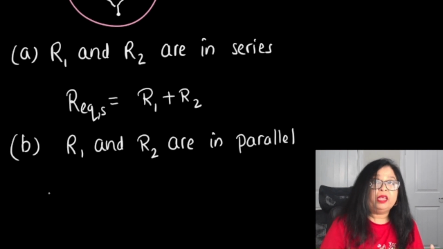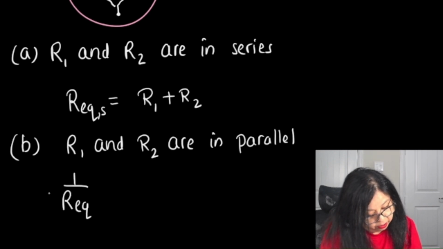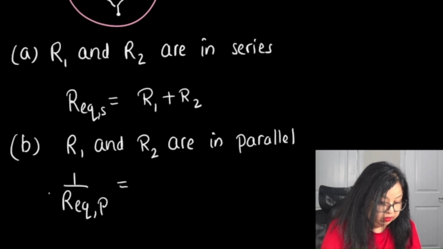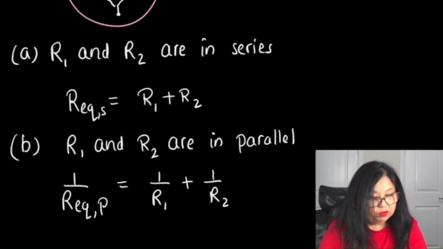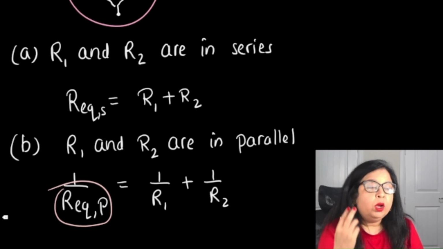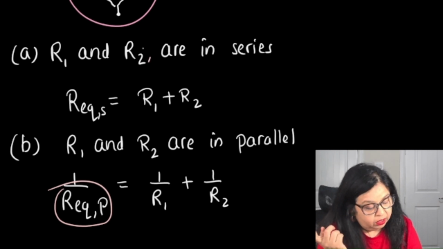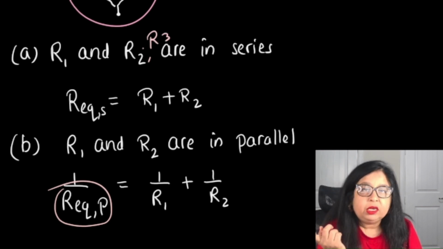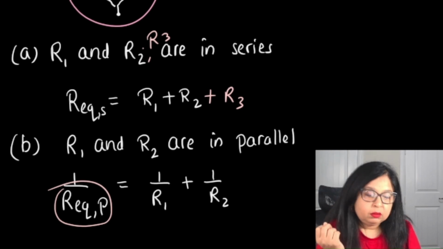Now their reciprocals add up to give the equivalent resistance. So R equivalent parallel equals 1 over R1 plus 1 over R2. And by solving this, you could solve for R equivalent parallel. Now what if you had more than two resistances that are being added in parallel or in series? So let's say we had a third one, R3 here. Then you will add that in series as well.